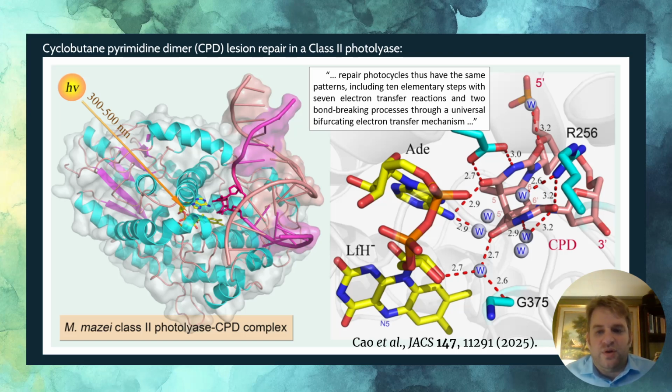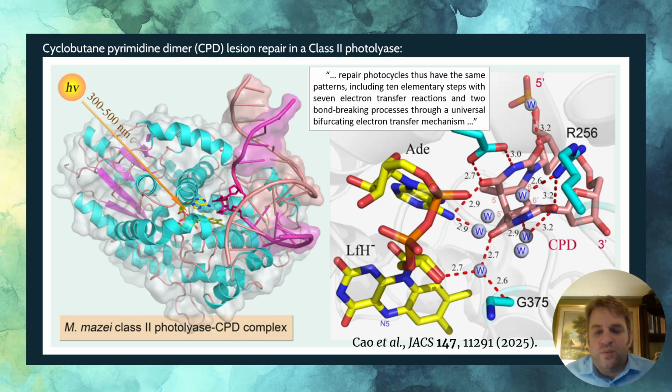Now, if we look a little closer into the heart of the enzyme on the right-hand side of this panel, we can see the flavin, the FAD cofactor in yellow, red, and blue. And it has two parts: lumiflavin, that's the tricyclic isoalloxazine ring, shown at the bottom left of the figure, and the adenine half of the cofactor that mediates transfer to the CPD lesion, which is labeled there in pink, blue, and cyan.